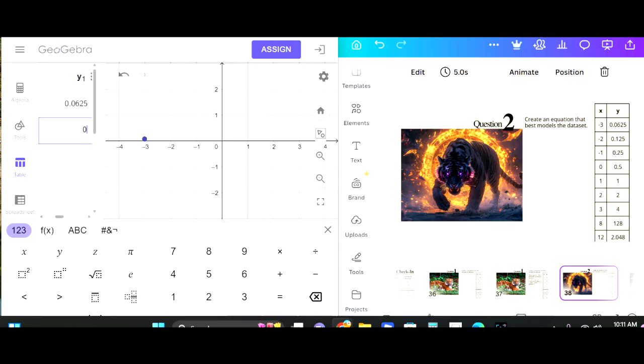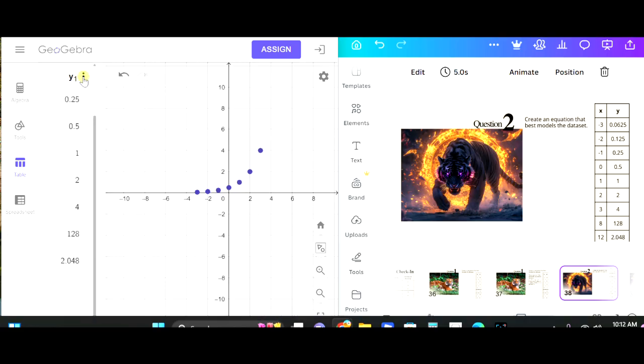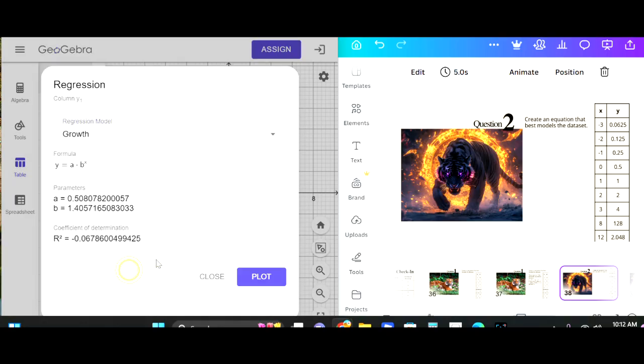0.0625, 0.125, 0.25, 0.5, 124, 128, 2.048. Okay, let's look at this. Look at that. That's an exponential one. So we're going regression, and we're going growth.